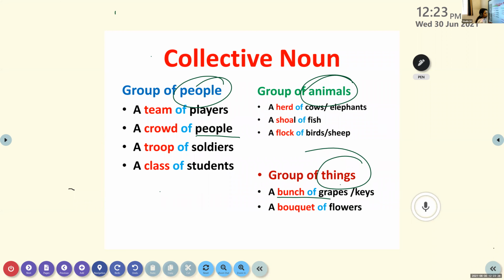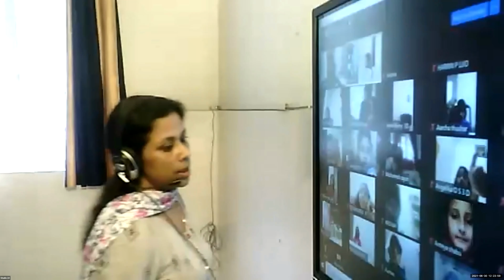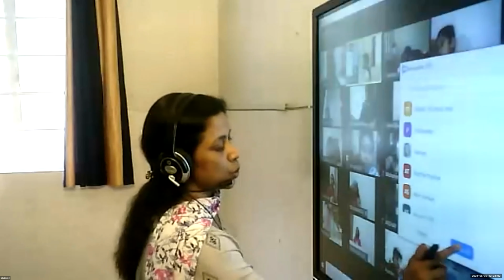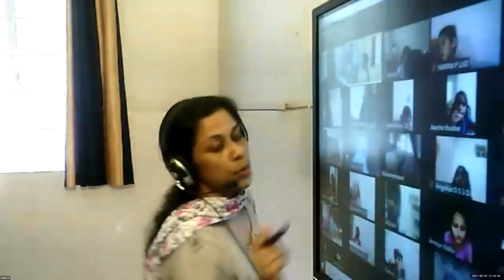So I showed you this picture. We use the same collective noun for grapes as well as for keys, that is a bunch of keys and a bunch of grapes. And for flowers, we use bouquet of flowers. So these are 1, 2, 3, 4, 5, 6, 7, 8, 9. These 9 collective nouns must be learnt by heart. Only the 9, nothing much. We should learn them thoroughly. Clear, children? Got it? Yes, we have to learn all the collective nouns which I've shown you. Yes, ma'am.